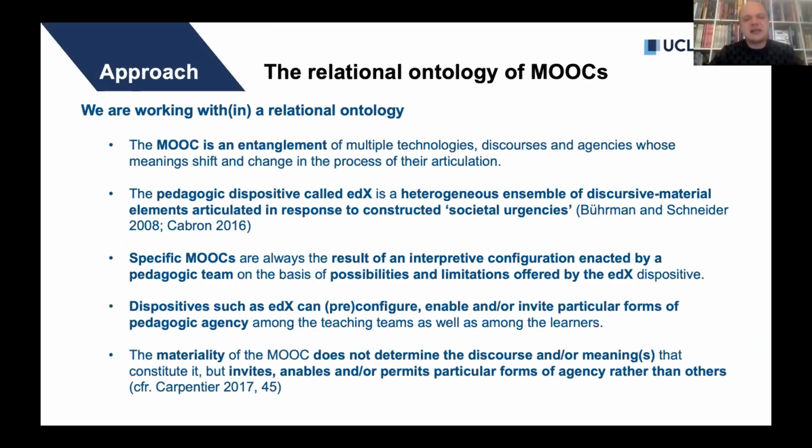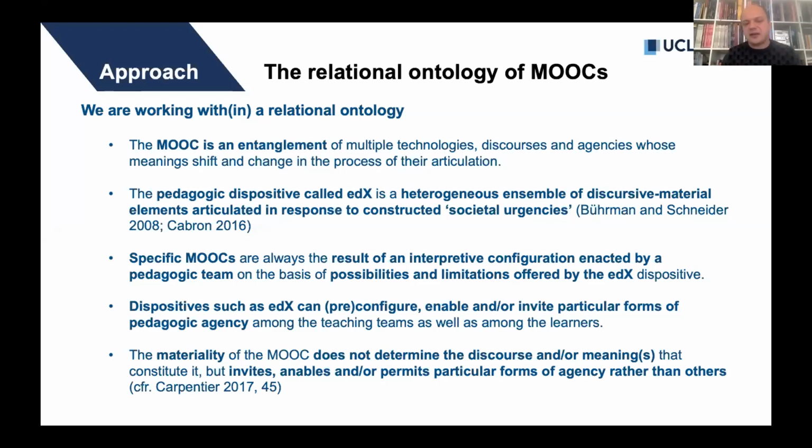Instead, in developing this communicative constitutional view of MOOCs, we try to work with a kind of relational ontology that's also quite common in post-structuralist understandings of discourse or post-foundational approaches to discourse and subjectivity. So the MOOC is then considered to be a kind of entanglement, if you like, of multiple technologies, discourses, and agencies, whose meanings constantly shift and change in the process of their articulation. So when new techniques, new technologies are being developed within a MOOC, as these MOOCs change, the meanings and the types of interactions possible on these MOOCs will obviously shift as well.